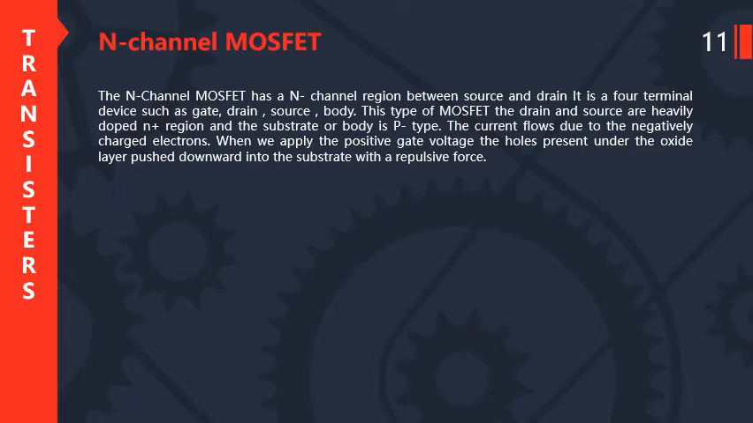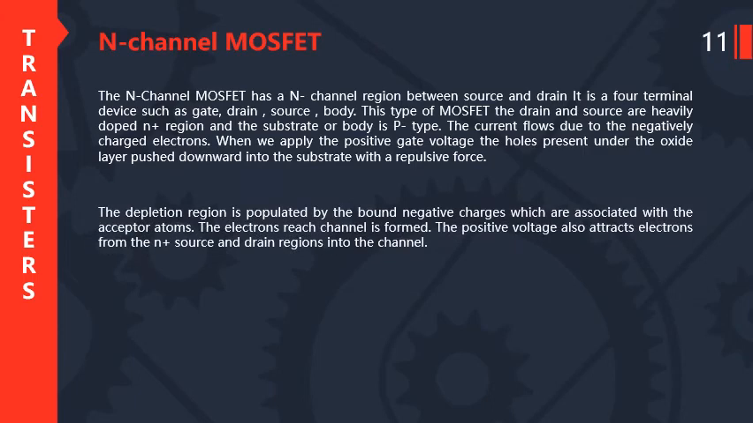The current flows due to the negatively charged electrons. When we apply a positive gate voltage, the holes present under the oxide layer are pushed downward into the substrate with a repulsive force. The depletion region is populated by the bound negative charges which are associated with the acceptor atoms. When the electrons reach, the channel is formed. The positive voltage also attracts electrons from the N plus source and drain regions into the channel.